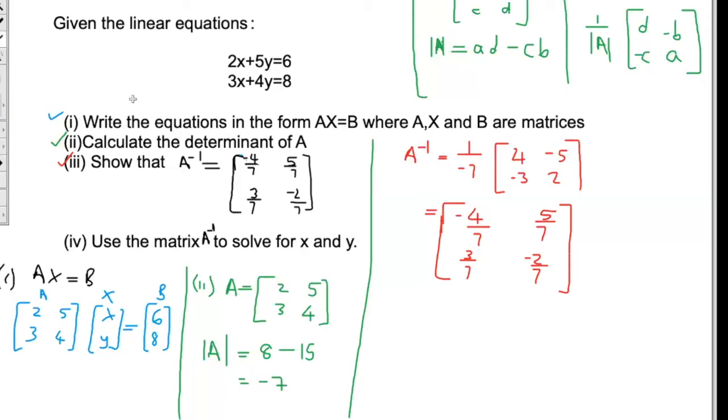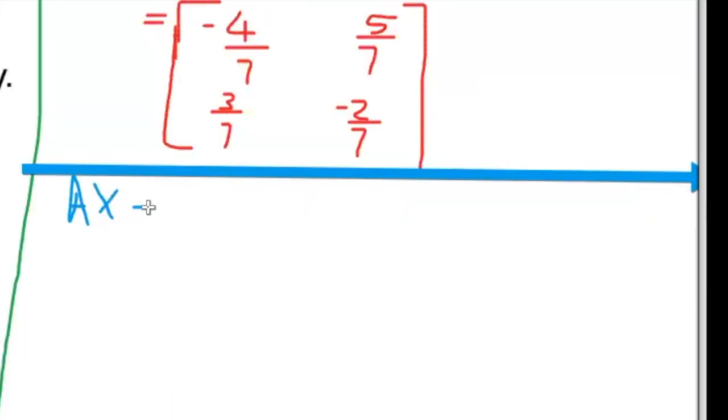Now part 4 wants us to use the inverse matrix from part 3 to find out what x and y are. So I'm going to explain what exactly we're going to do. Remember, we have the general form ax is equal to b. We have written the simultaneous equation as ax equal to b. A represents a 2 by 2 matrix, and B represents a 2 by 1 matrix 6, 8. Now, once we carry A over the equal sign, it becomes the inverse, which we found. So to find out what x and y are, we are going to multiply the inverse matrix by the matrix B. We already found the inverse matrix.